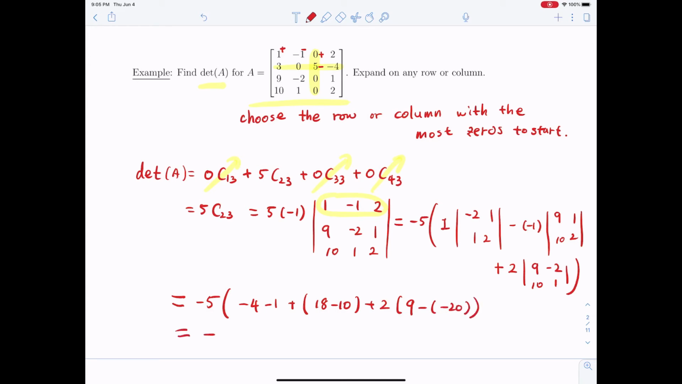So this gives you negative 5 minus 5 plus 8. These two add to 29, so that gives you 58. Eventually you get negative 5 times 61, and this equals negative 305.